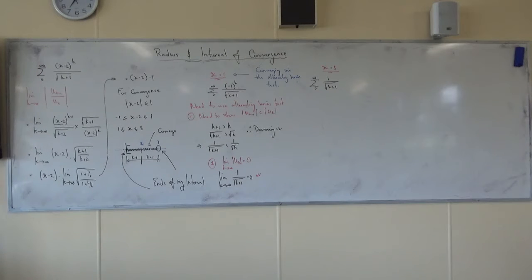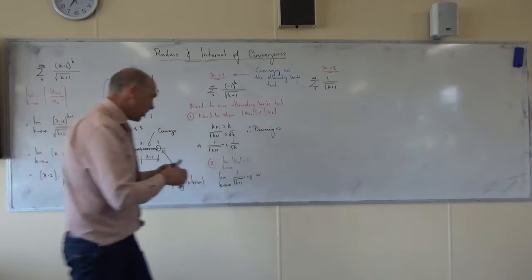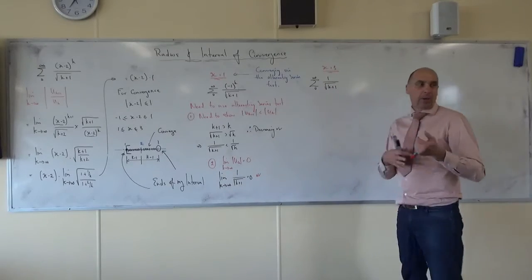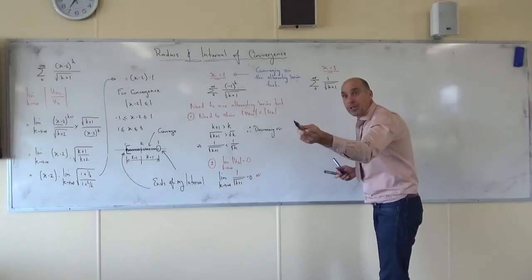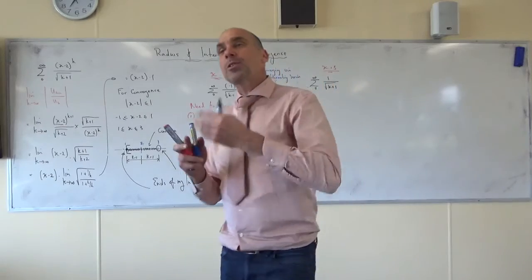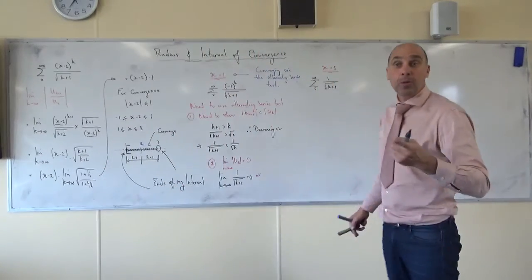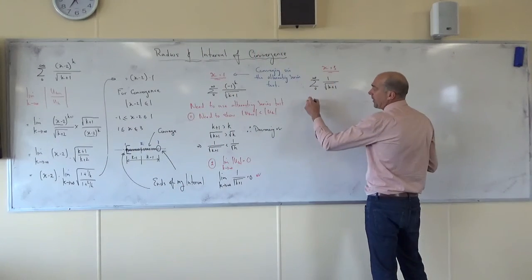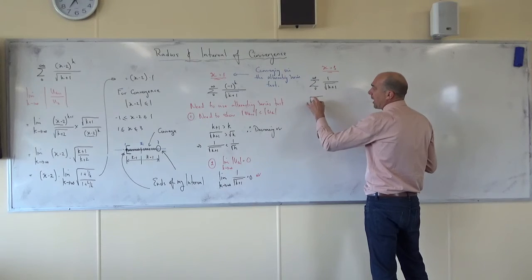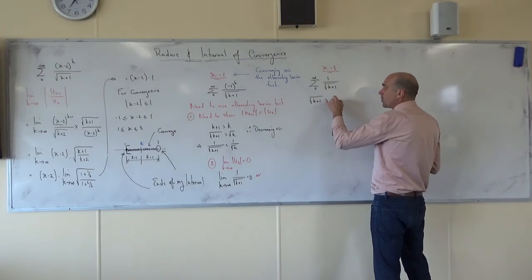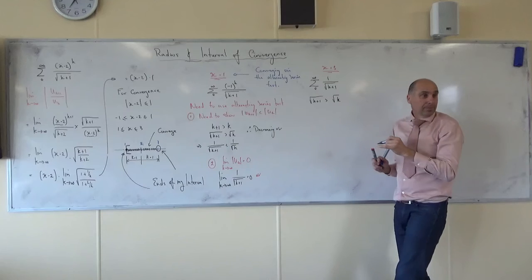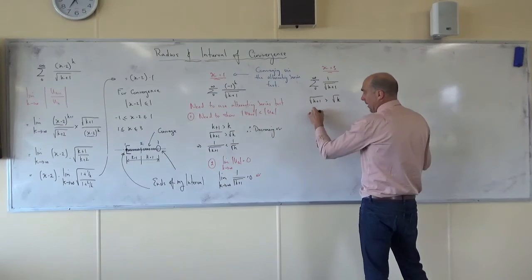But guess what? I can't use a comparison test. I'll show you. That's why this is a really good question. Why? Because if I wanted to use a comparison test, I'd have to show that that was actually greater than the square root of k, wouldn't I? In other words, I could say the square root of k plus 1 is definitely greater than the square root of k.